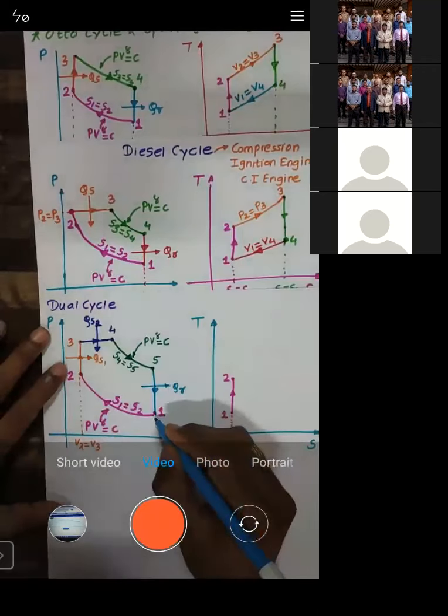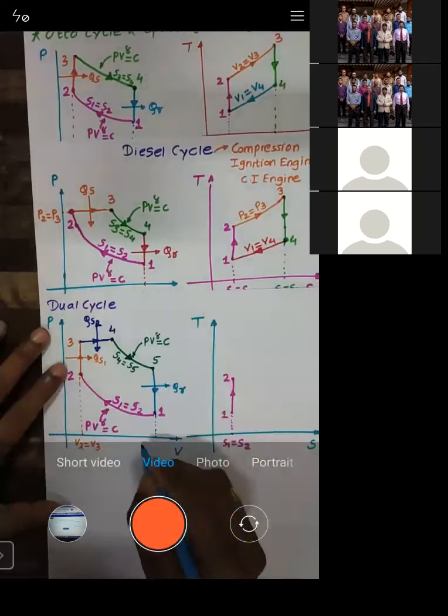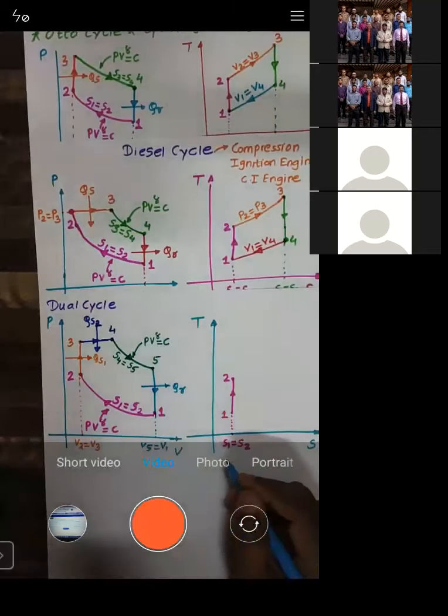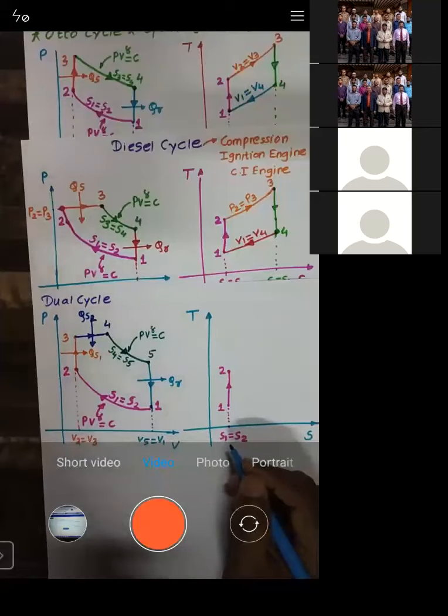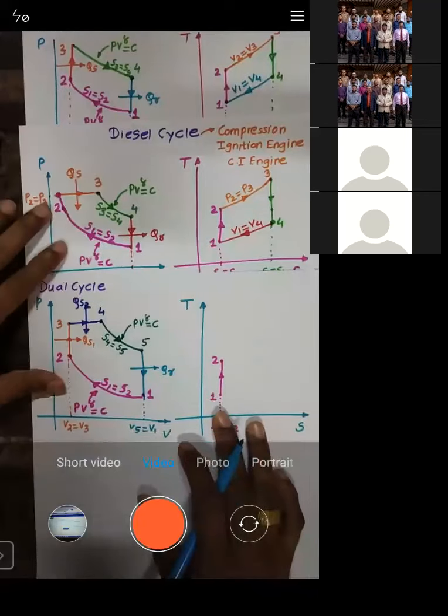But what happens during 5 to 1? During process 5 to 1, volume is held constant, that is V5 is equal to V1. So this is how we have plotted these processes on the PV diagram. Now we are not yet finished with the TS diagram.